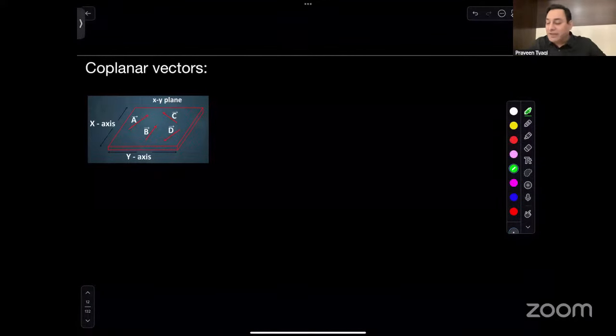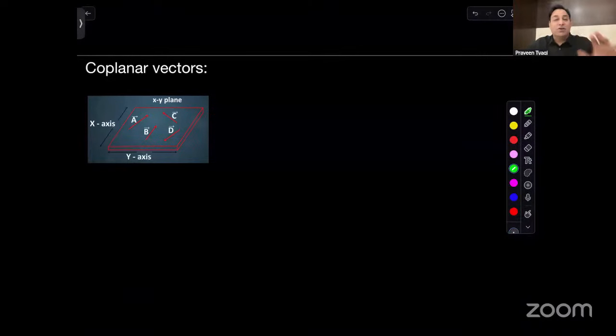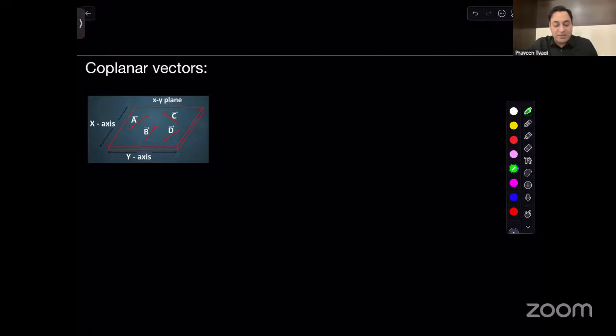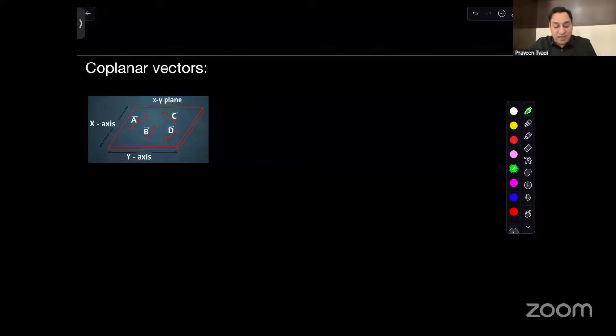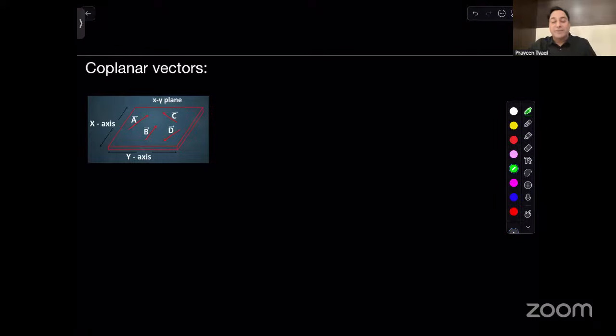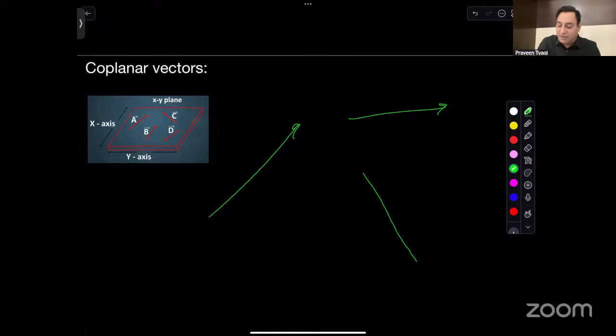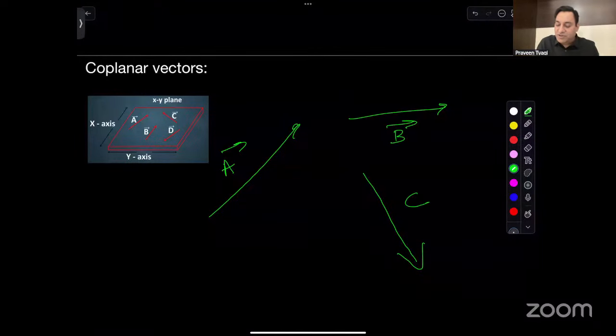Now, coplanar vectors. When vectors lie in the same plane, they are called coplanar vectors. I'm very quickly brushing you up through vectors so that you are able to understand the full mechanics properly, because for us, vectors are going to be very, very important. For example, I'm drawing a vector A, another vector B, another vector C, and all these vectors are lying in the same plane, which is the plane of my screen. These vectors are called coplanar vectors.